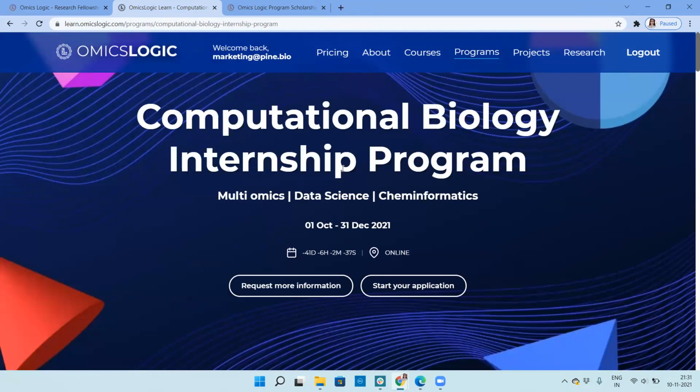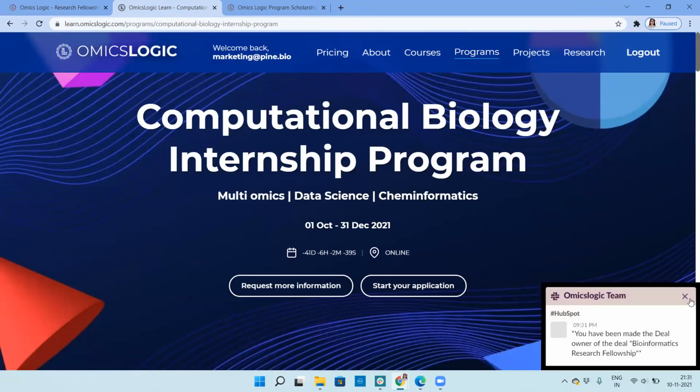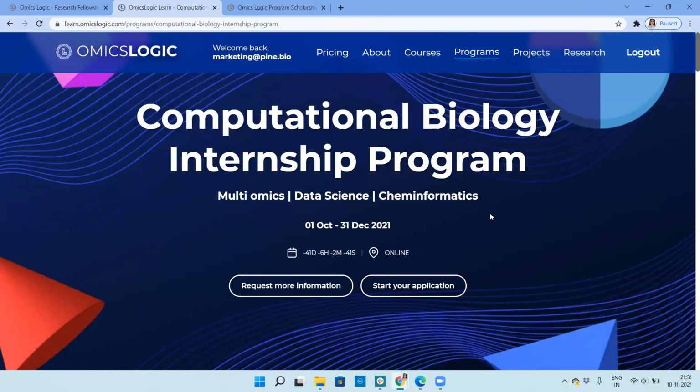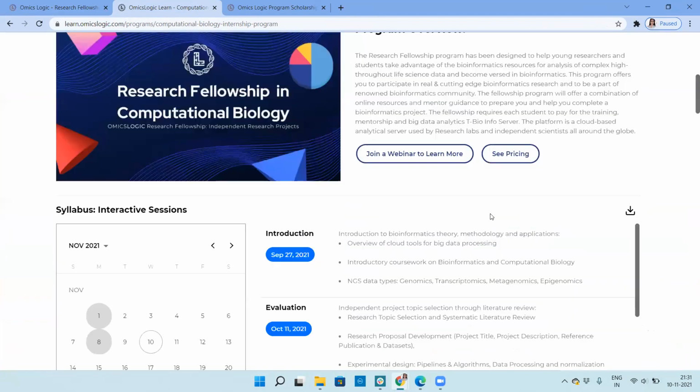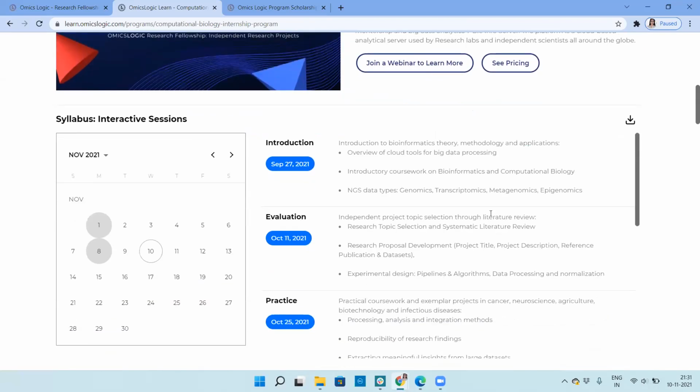So we have designed this new program page for the computational biology internship program or the fellowship program. So don't get confused between these 2 terms. At many places for the term internship, the word fellowship is being used. So you could find the basic structure of the research fellowship program here on the page itself.